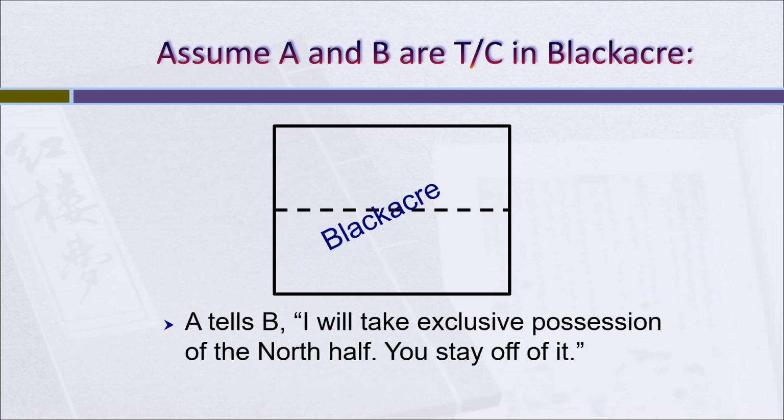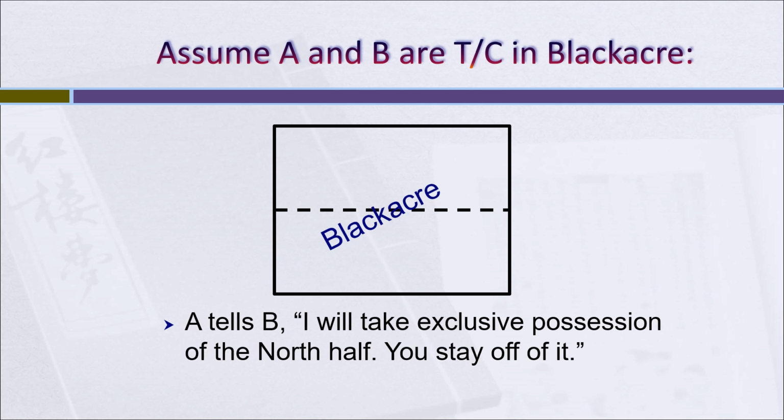Sometimes a co-tenant will try to take exclusive possession of part or all of the land that's held in cotenancy. Let's suppose that A and B are tenants in common in Blackacre, and A says to B, I'm going to take exclusive possession of the north half of this land and you stay off of it. Well, there's nothing to stop A from making the statement, but the statement has no legal effect at all, and B is still entitled to possess the north half as well as the south half along with A.